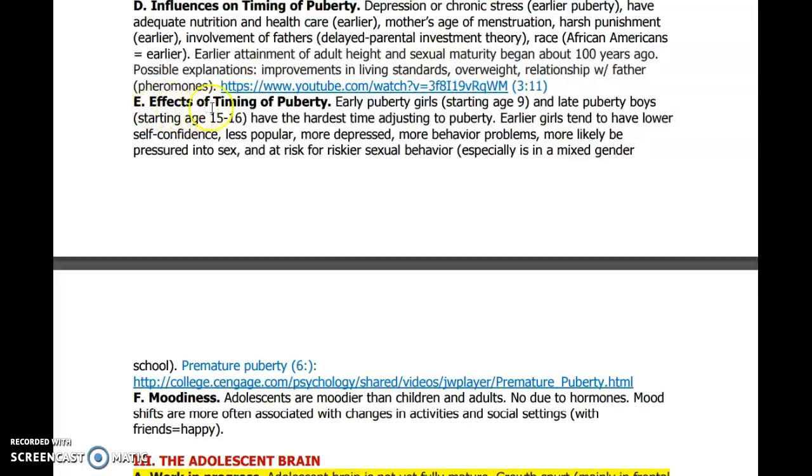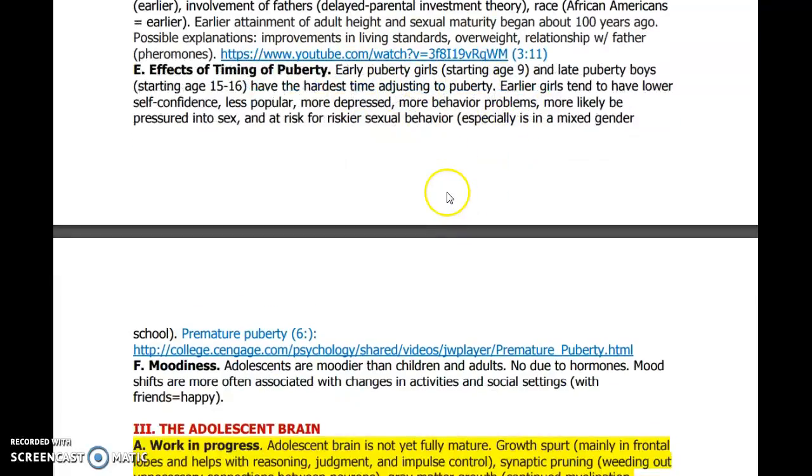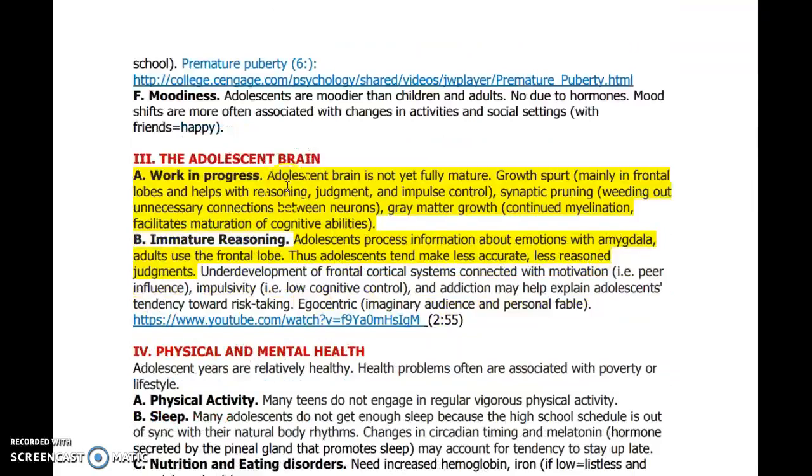All right, so effects of timing on puberty. We see that girls that start puberty early and boys that start puberty late tend to have the hardest time adjusting to puberty. There are some risks involved with girls starting their menstruation early. And so go ahead and read through that as well as watch the video here.